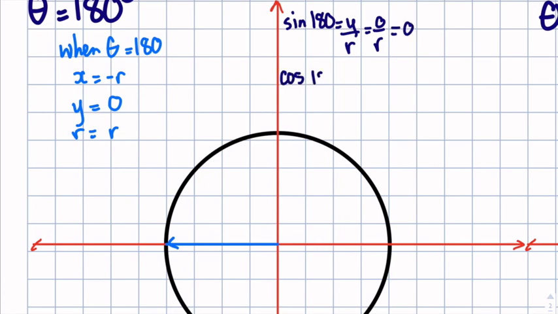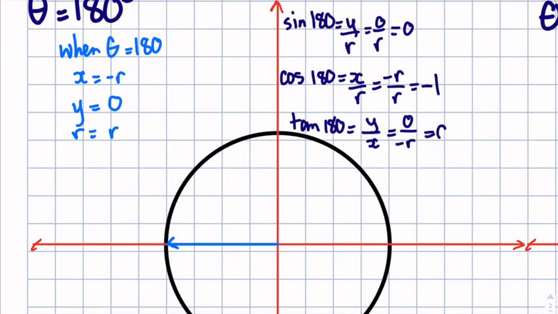Cos 180, x on r. So it's minus r on r, so it's minus 1. And tan 180, y on x. So this time it's 0 on minus r, so it's just 0 again.